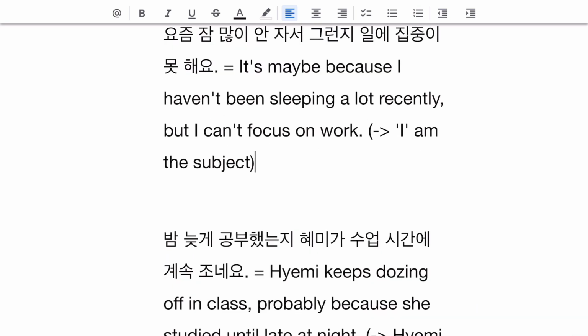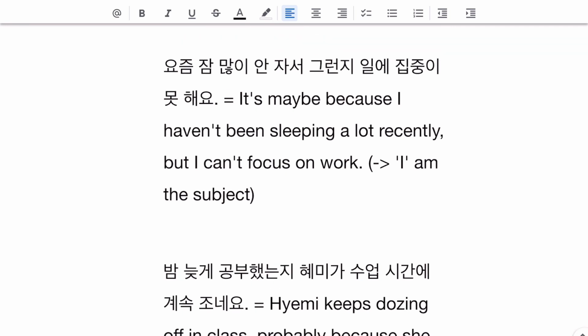많이 앉아서 그런지. But this one is an extra step because it also has the 는지 in it, which is they're just making a guess because they're uncertain what the reason is that they can't focus on work as well. 많이 앉아서 그런지 because I haven't been sleeping well. I'm guessing that's the reason. 일에 집중이 못해요. I can't focus on work.